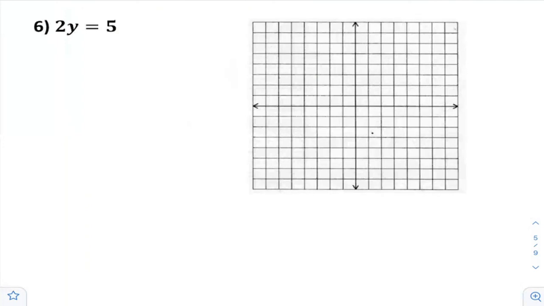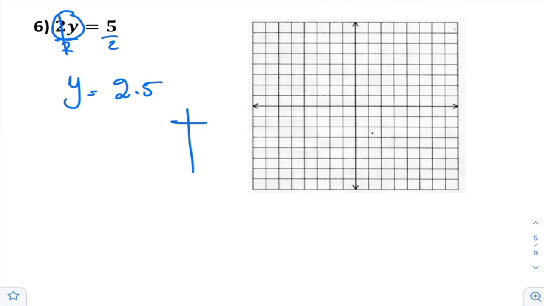Okay, now let's see this equation. 2y equals 5. Now let's isolate the y. If you want y alone, you see that y is multiplied by 2. So I will divide both sides by 2. So y is equal to 2.5 and x is not there.